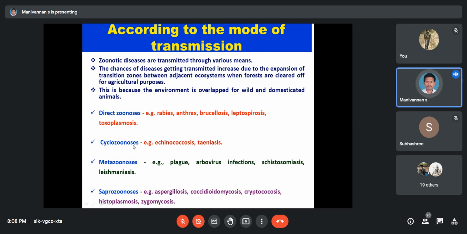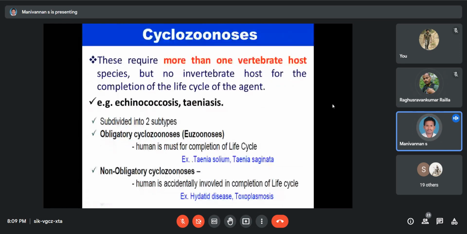Finally, what is cyclozoonosis? The disease requires more than two vertebrates for transmission. Metazoonosis involves both vertebrates and invertebrates, like arboviral infection. What is reverse zoonosis? From human back to animal; from the human to animals. That is called reverse zoonosis.